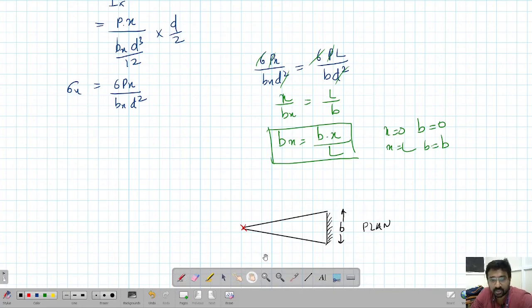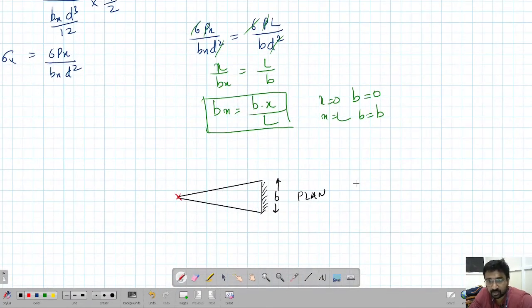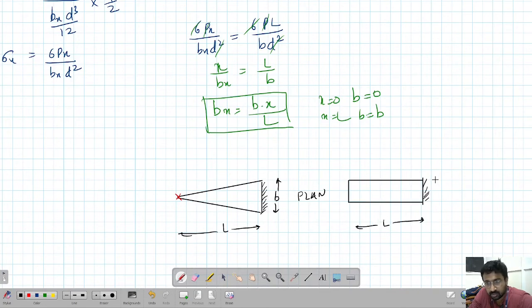Okay, if I draw the cross section, it will look like this. So this is L, this is also L, this is d, and this is the point load P. Okay, so the beam looks like this. At different cross sections, we have different width. So in the end, this is x is equal to 0, and this is x is equal to L. At x is equal to 0, we have no width. At x is equal to L, we get the width as B.